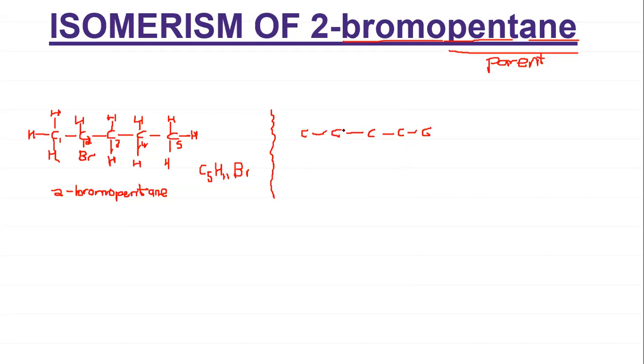Then what I can do is to make the structure different. I can take this bromine and put it on carbon number 1. So I'll bring the Br there, and then I'll bring the H there. Then I just complete my molecule. All right. There we go. Yes. Just have to put my hydrogens.